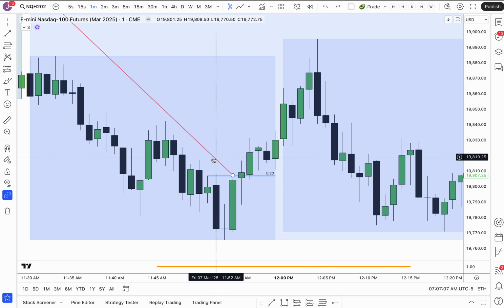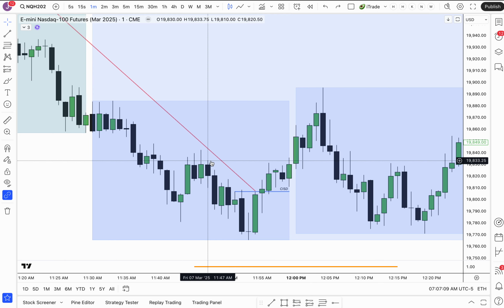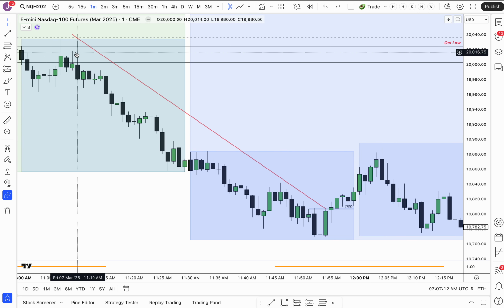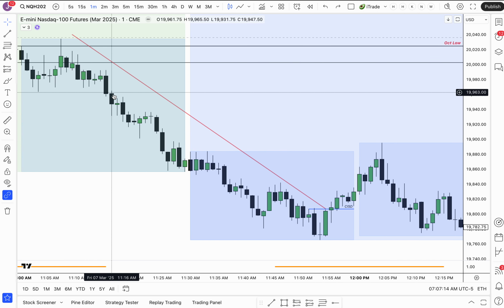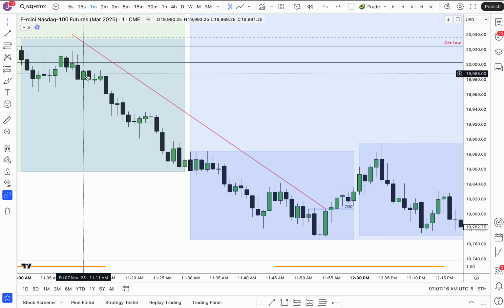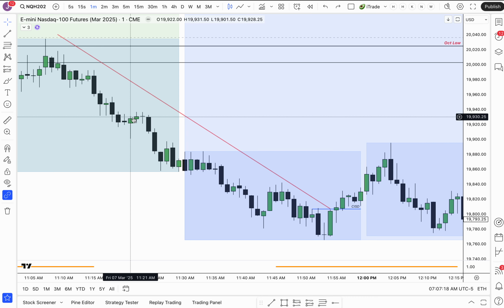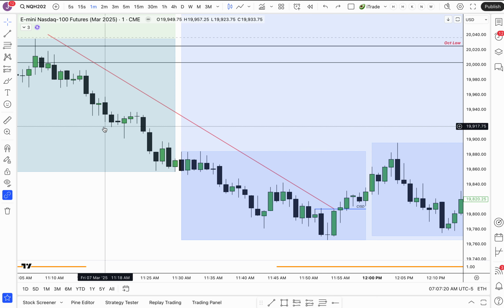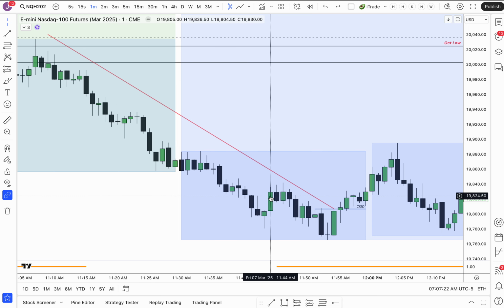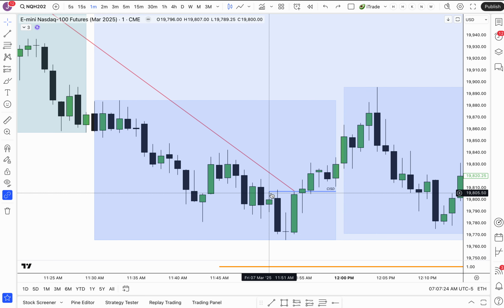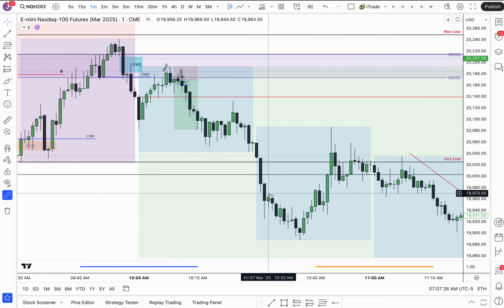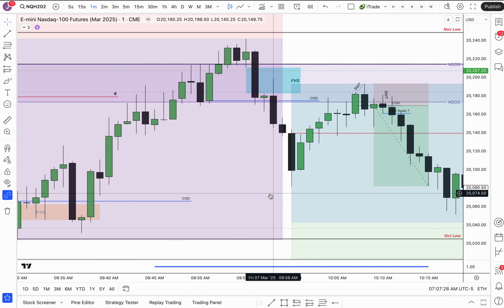But this is a good way to manage your trade. If you're in a trend and you're not sure where to put your stop or what price is going to do, just use the opposing candles. So this is a good example, and then this is another good example.